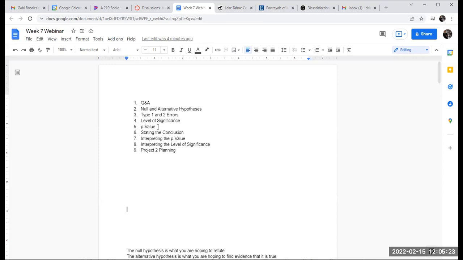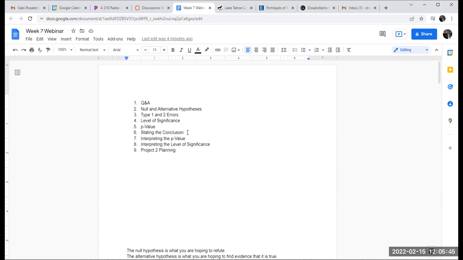Then we'll get into the p-value. And the p-value is all about how certain you are of being right. So you run your analysis, and that'll give you a probability that your result would just happen without you being right. Kind of that idea.